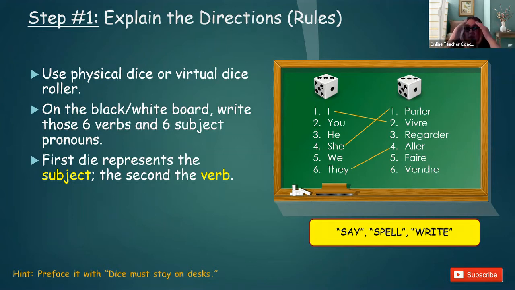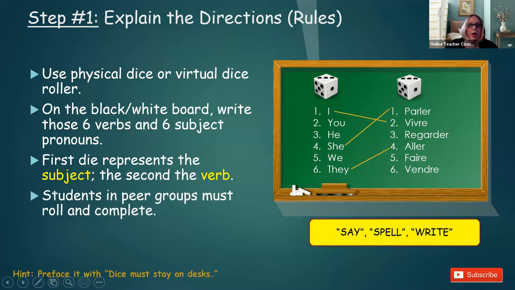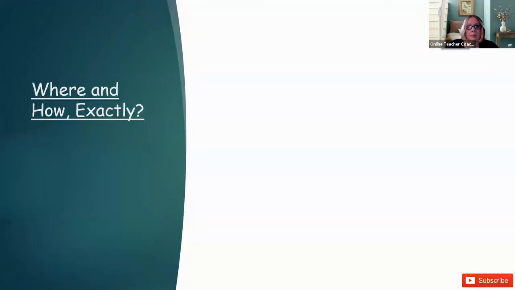Or you could have saved time and just say and spell, right? Je vis in this case. Say, spell, and write. But each of these components represents, one is a subject and one is the verb. So we're really playing on a game of chance here. And they might get it a second time, and that's okay. We're talking about active recall. So the students in the peer groups must roll and then complete it.